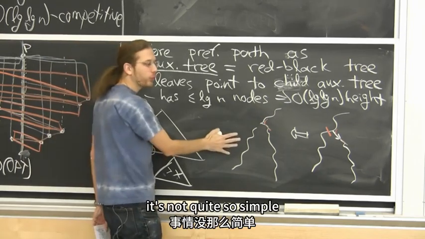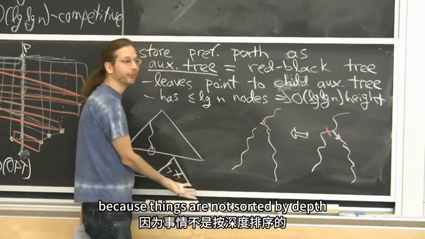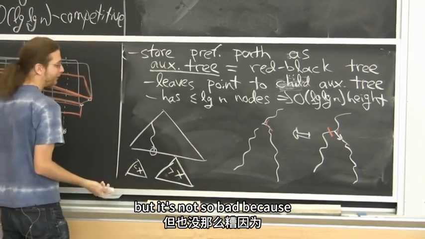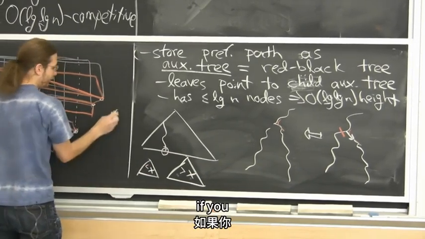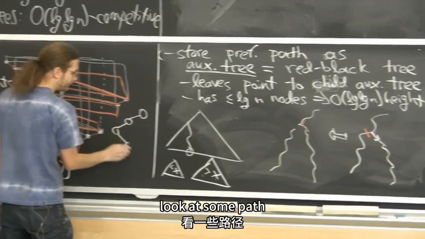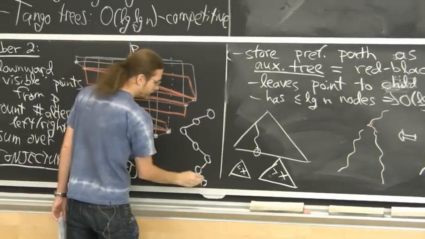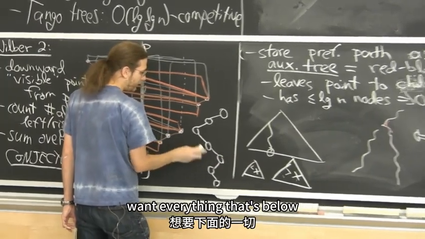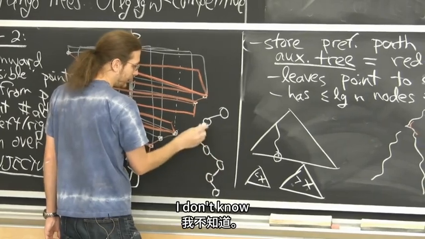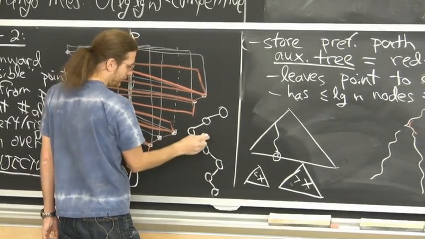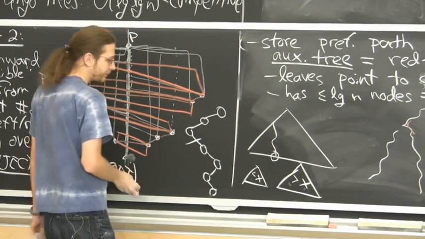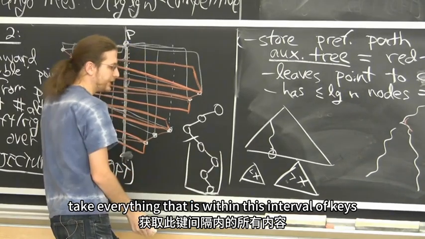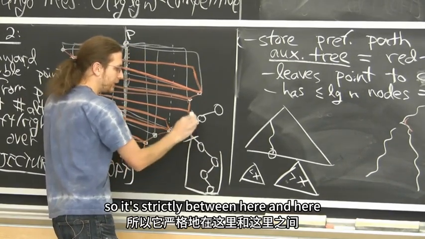In this world, it's not quite so simple because things are not sorted by depth. They're sorted by key value. But it's not so bad because if you look at some path and you want to say, okay, I want everything that's below this key value, then that's the same as saying, take everything that is within this interval of keys. So it's strictly between here and here.